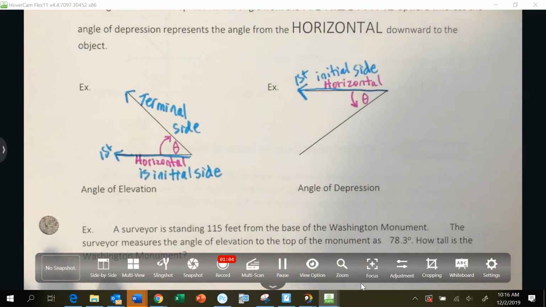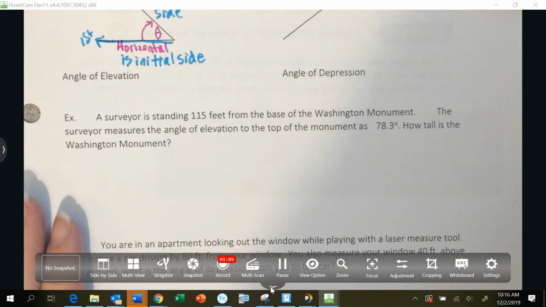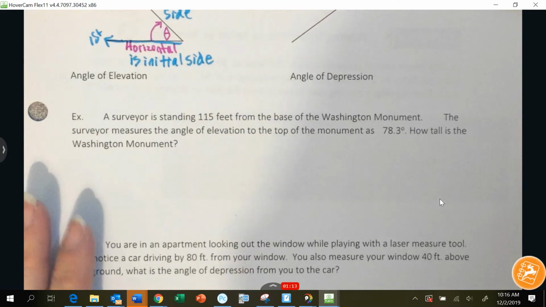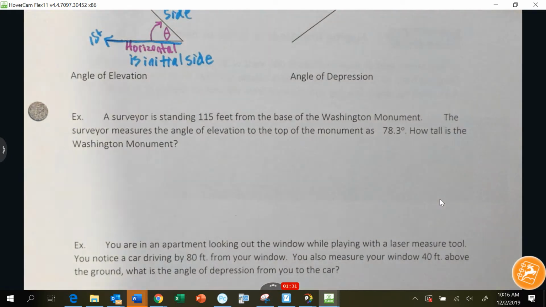But we always have horizontals. So a surveyor, somebody that measures stuff that we can't just take a tape measure out and measure. I'm not going to measure the Washington Monument with a tape measure. We don't do them that way. A surveyor is standing 115 feet from the base of the Washington Monument. Okay, well, let's draw that.